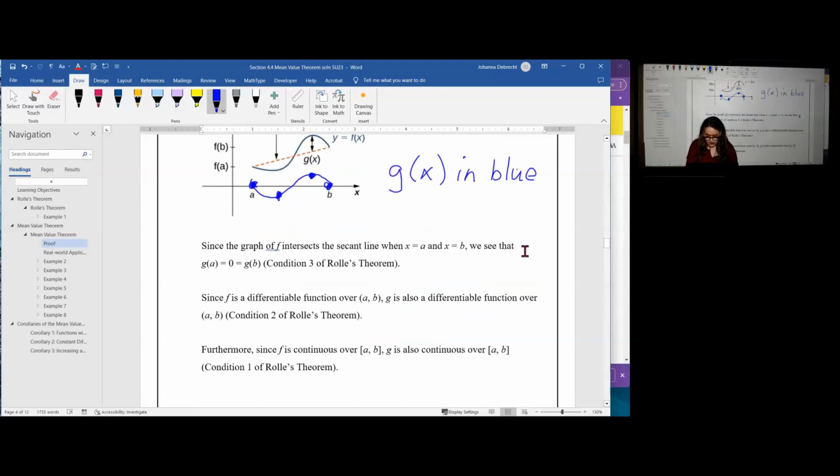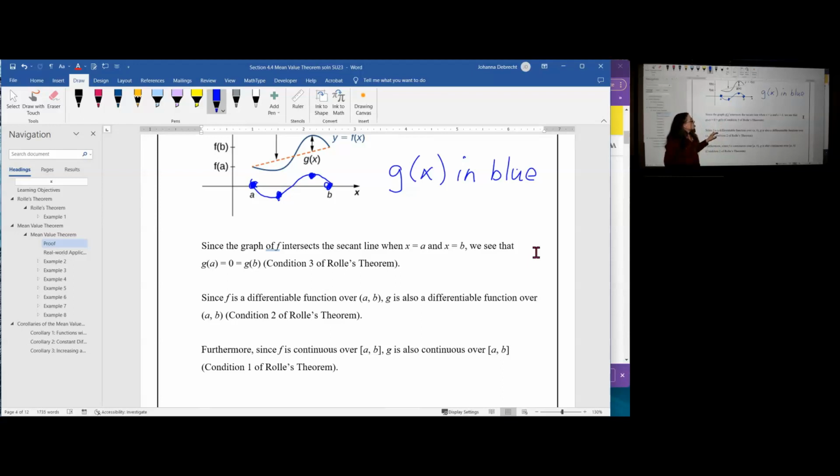Now let's go ahead and see if g of x meets the conditions of Rolle's theorem. Remember, there are 3. We'll start with condition 3. Look at x equal a and x equal b, the two endpoints of our original interval. Notice that at these two endpoints, the secant line and the original function connect, so g of x has an x-intercept there. That means that f of a and f of b are both equal. In fact, they're both 0. That meets condition 3 for Rolle's theorem.